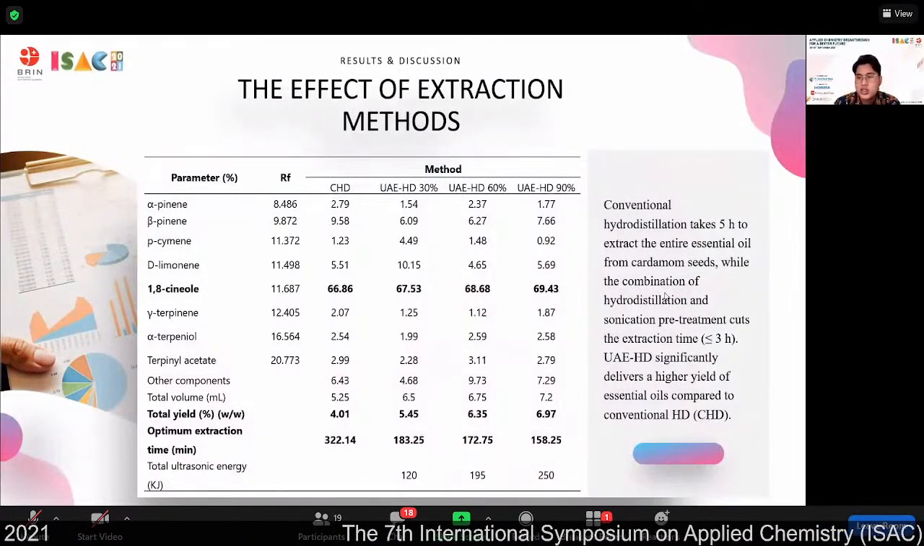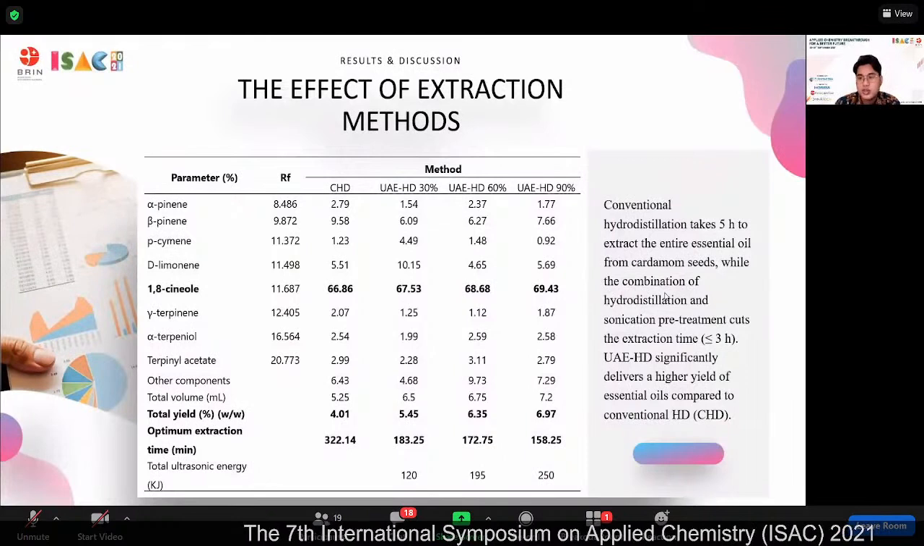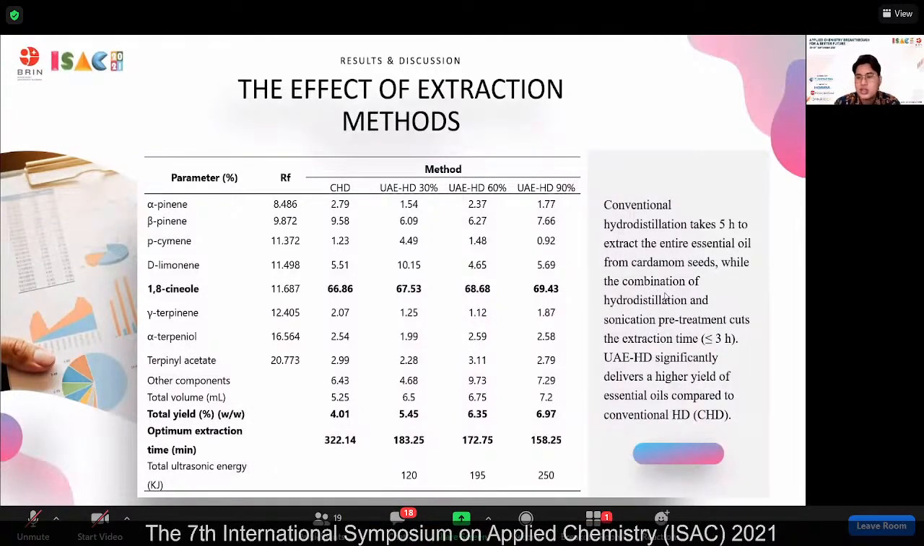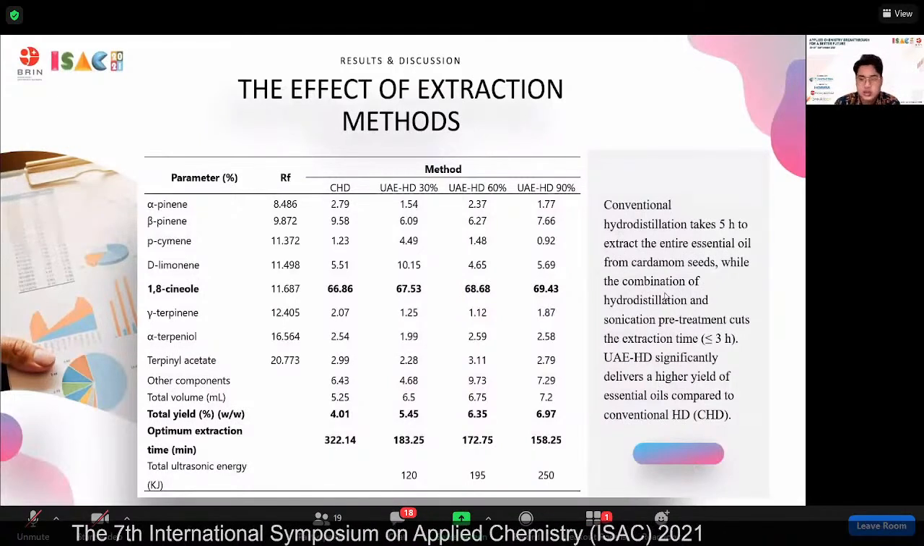Conventional hydrodistillation takes 5 hours to extract the entire essential oil from cardamom seeds, while the combination of hydrodistillation and ultrasonic pretreatment cuts the extraction time to under 3 hours. So we can say this method significantly delivers a higher yield of essential oil compared to conventional hydrodistillation.